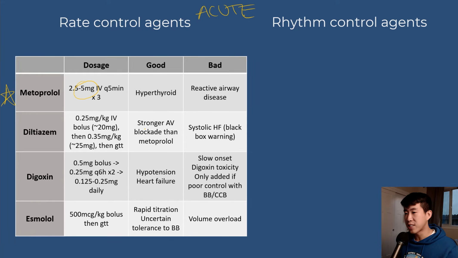The good thing about diltiazem is that it has a stronger AV blockade than metoprolol. So if they're not breaking with metoprolol, there's actually a higher chance that diltiazem is going to break them out of that AFib with RVR compared to metoprolol.